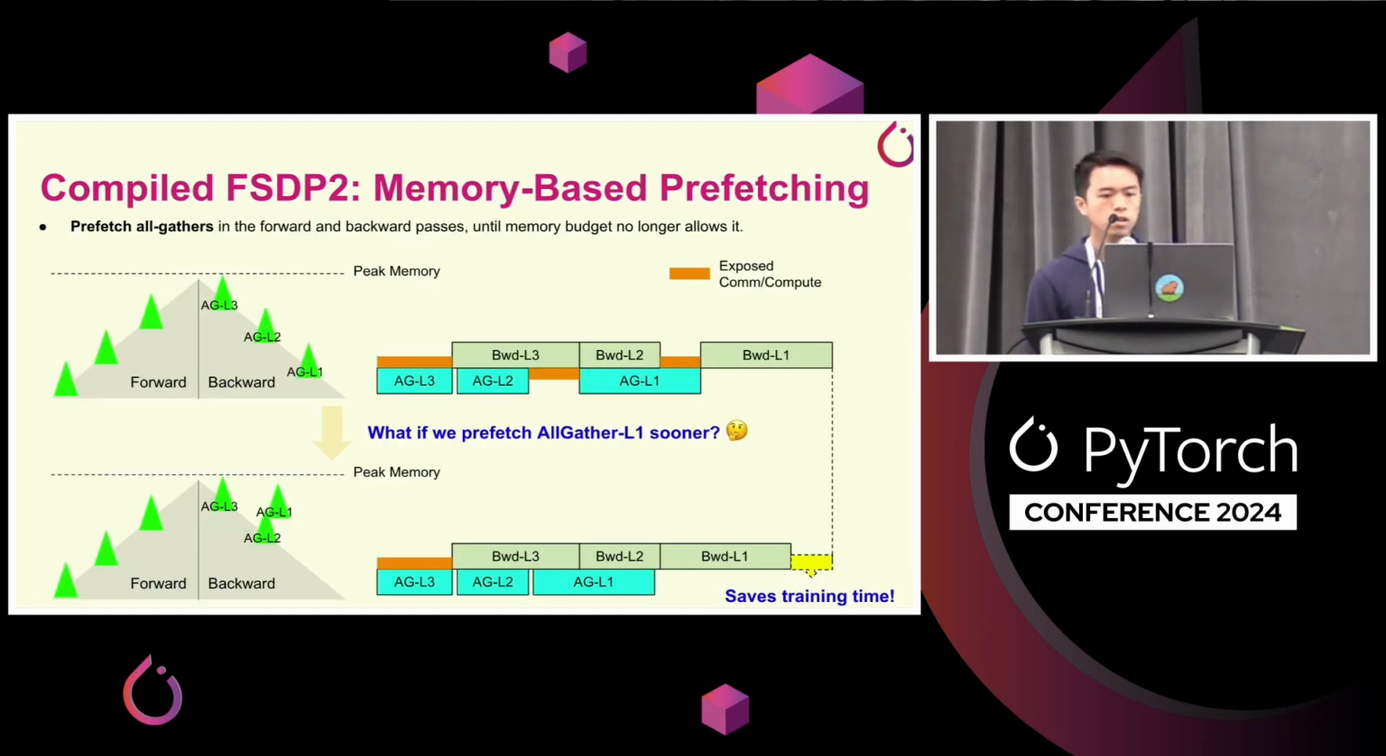The second optimization is memory-based prefetching. On the top left corner here is the normal forward-backward memory usage of FSDP. As you can see, the green triangles are the memory usage when we need to do all-gather. But if we look at this model in more detail and look at the GPU trace, maybe we can run the all-gather L1 sooner so that it can overlap with backward layer 3. The downside is that we'll have two all-gathers in flight, AG L2 and AG L1, which means higher memory usage at that point. But we also find that the peak memory doesn't increase because of this reordering, and this actually saves training time, as we can see here.